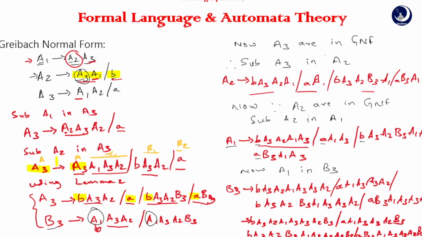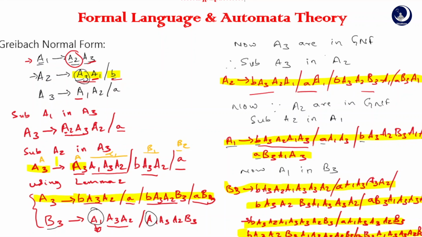So the production rules which are finally in GNF: we need to write the productions of A3, A1, A2 and also for B3. So these are the production rules which are in GNF. So the entire productions of B3 as well. So these are the production rules which are in GNF. So this is how we convert a given grammar into its equivalent GNF form.